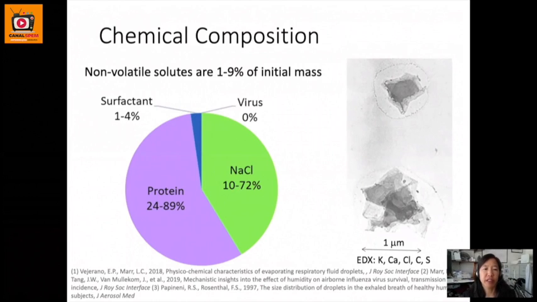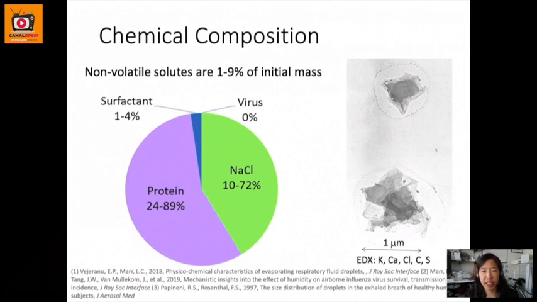Surfactants, anywhere from 1 to 4%. And even if I have a high viral load in my respiratory fluid, the virus itself accounts for a minuscule percentage of the total mass of that aerosol or droplet, even after we remove the water.